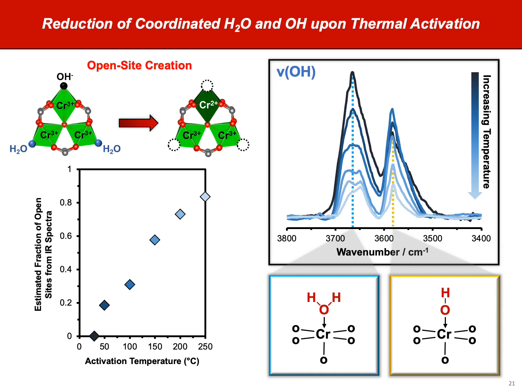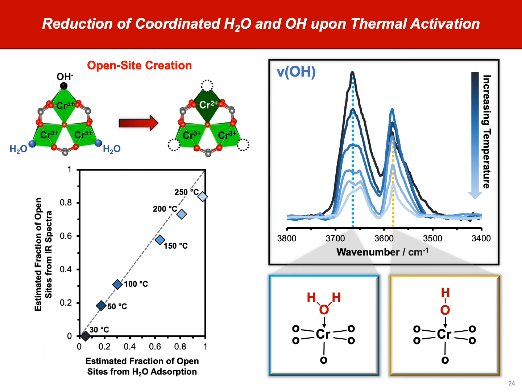I can use the fractional reduction of each of these peaks as a function of activation temperature to obtain the open metal site fraction. Now I can take these open metal site fractions with what I obtain from water adsorption from the difference between the original and difference isotherm, and what I observe is a one-to-one correlation between the estimated fraction using infrared spectroscopy and irreversible water adsorption, thereby at least partly validating the methods that we're using to quantify open metal site densities.